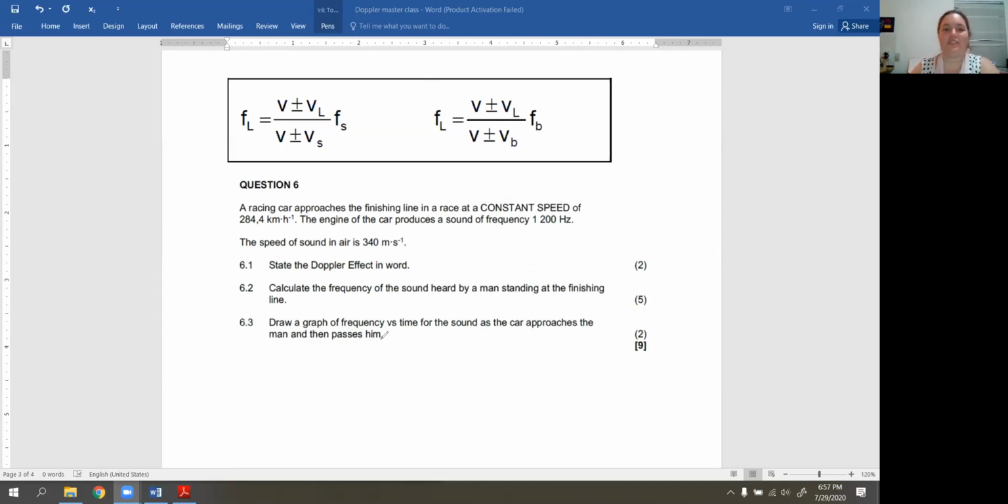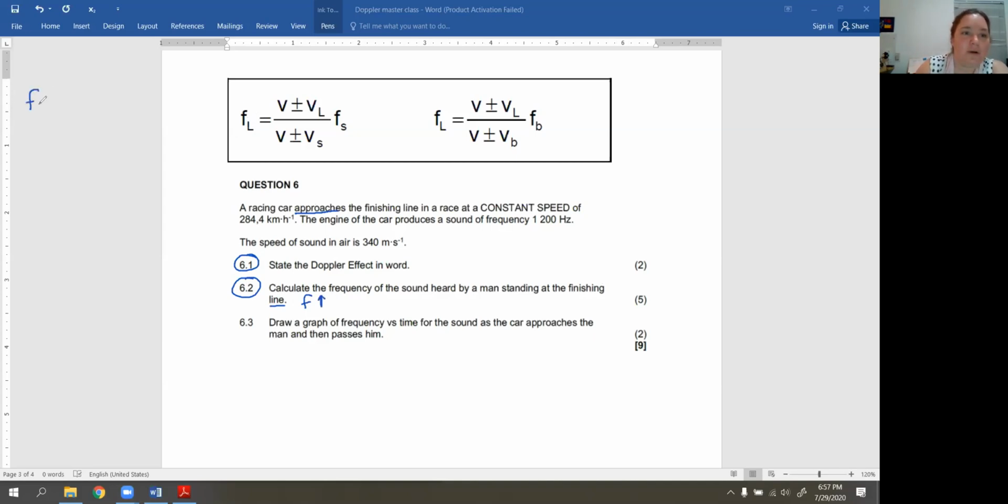The first question says, state the Doppler effect in words. It is the apparent change in frequency of a wave due to the relative motion between the source and an observer. The next question says, calculate the frequency of the sound heard by a man standing at the finishing line. So since he is approaching, they're moving towards each other, which means that the frequency will go up.